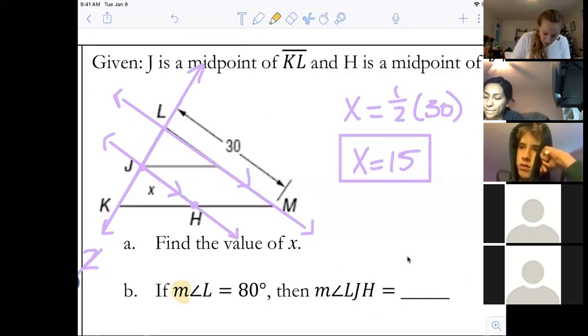The reason that's helpful is I told you the measure of angle L is 80. So that's this angle right here. 80 is right there.